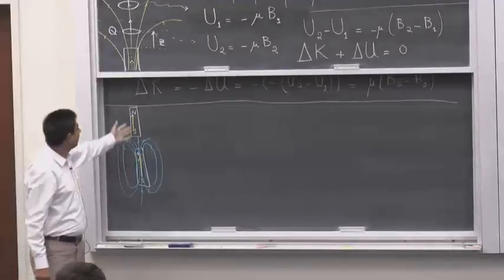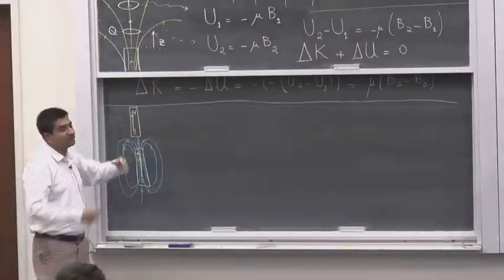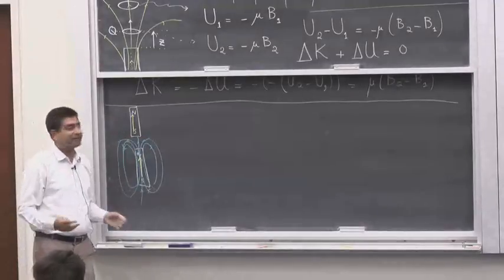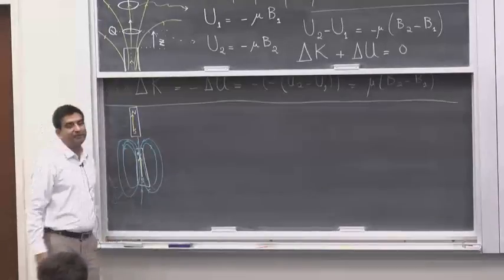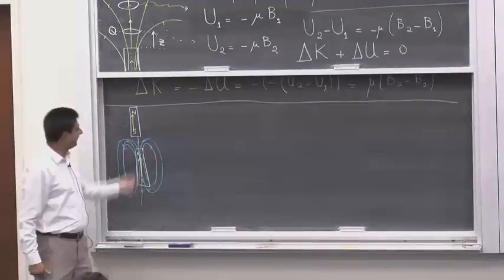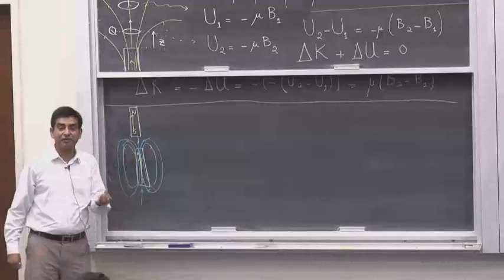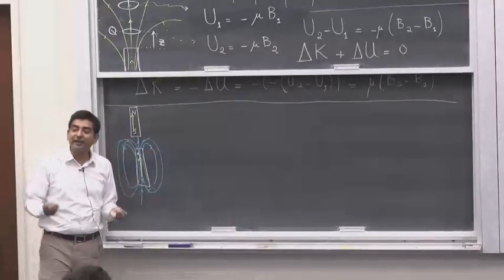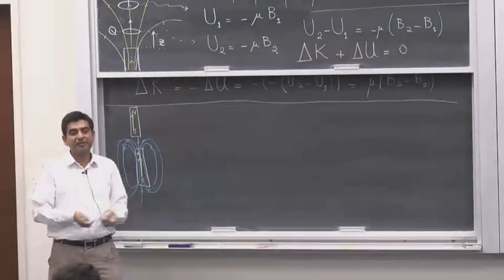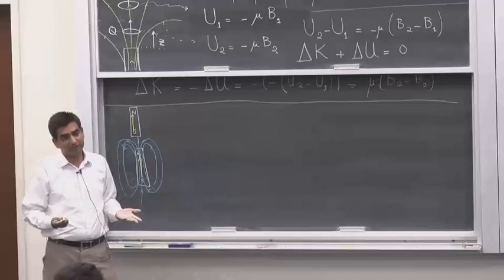So let's find out, how does this force depend upon the distance between these objects? If you move this magnet far away, the attraction will be hardly felt. If this magnet is closer, the attraction will be extremely strong. So we would like to find out an order of magnitude estimate of how large that force is.